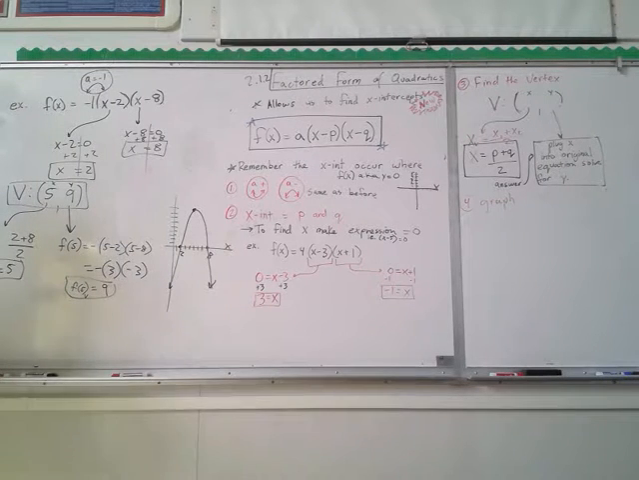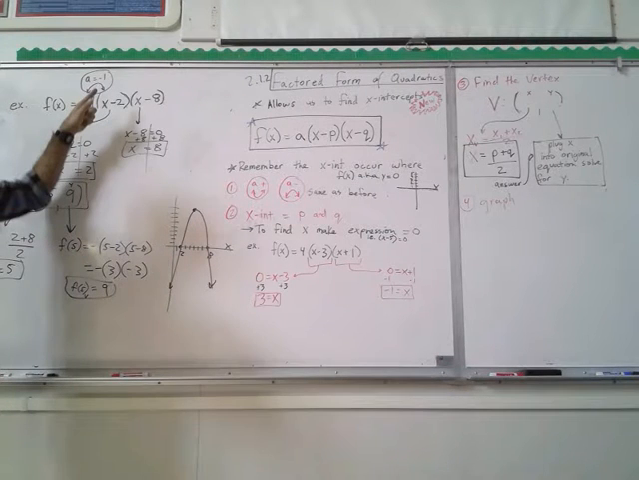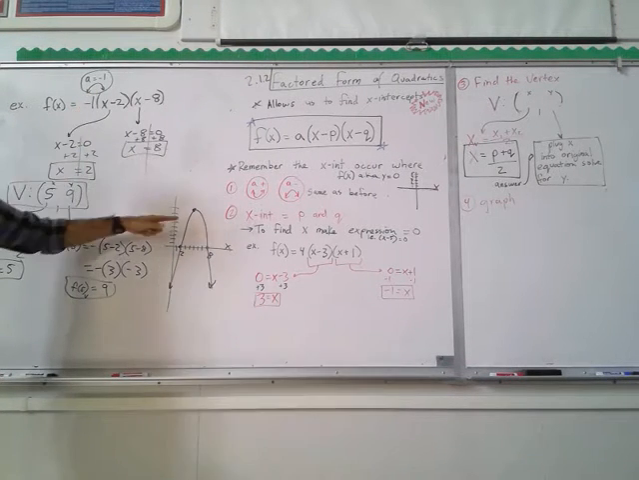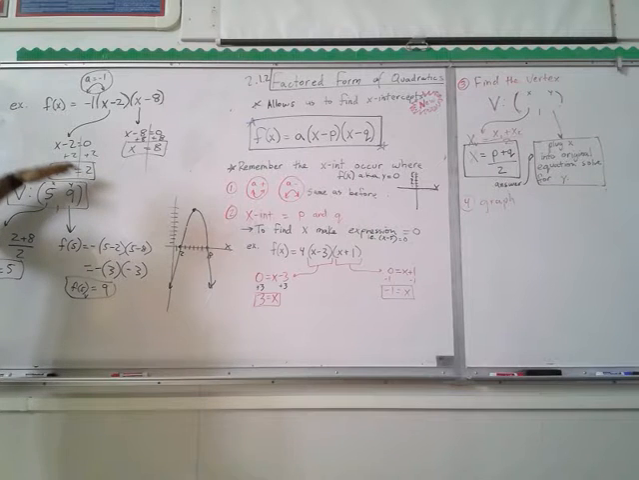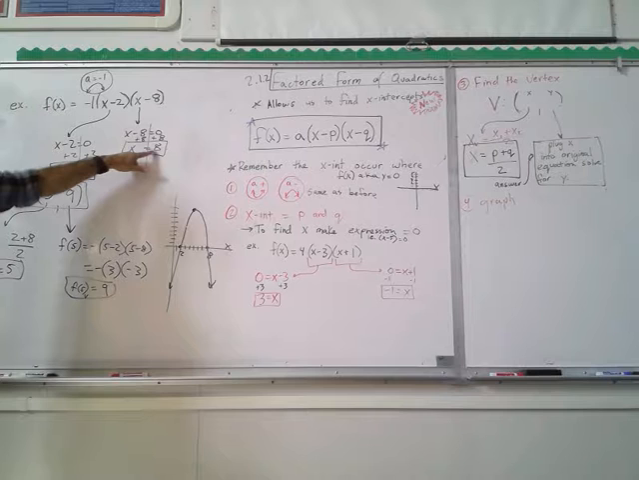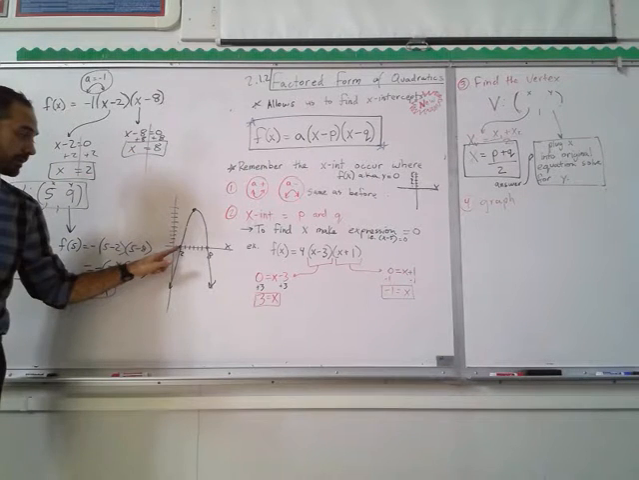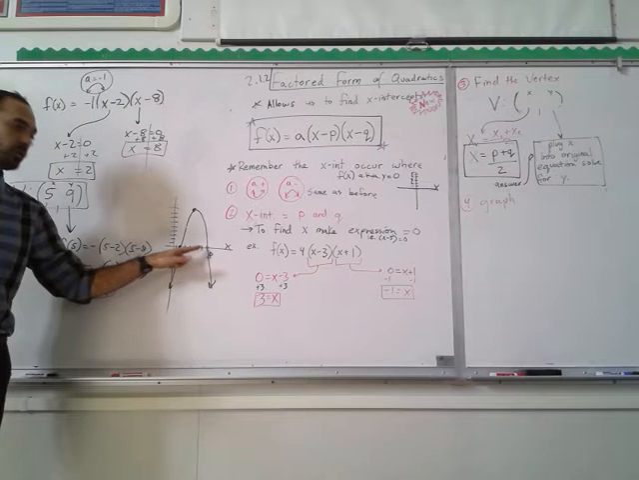So let's look real quick how we did this. First I look at my a value. I know it's negative, so it's going to face down. Check, it's done. I'm going to take each expression, make them equal to 0 and solve. I get 8 and 2. I put that right on the graph. I bring to the graph at the x-intercepts at 2 and at 8.